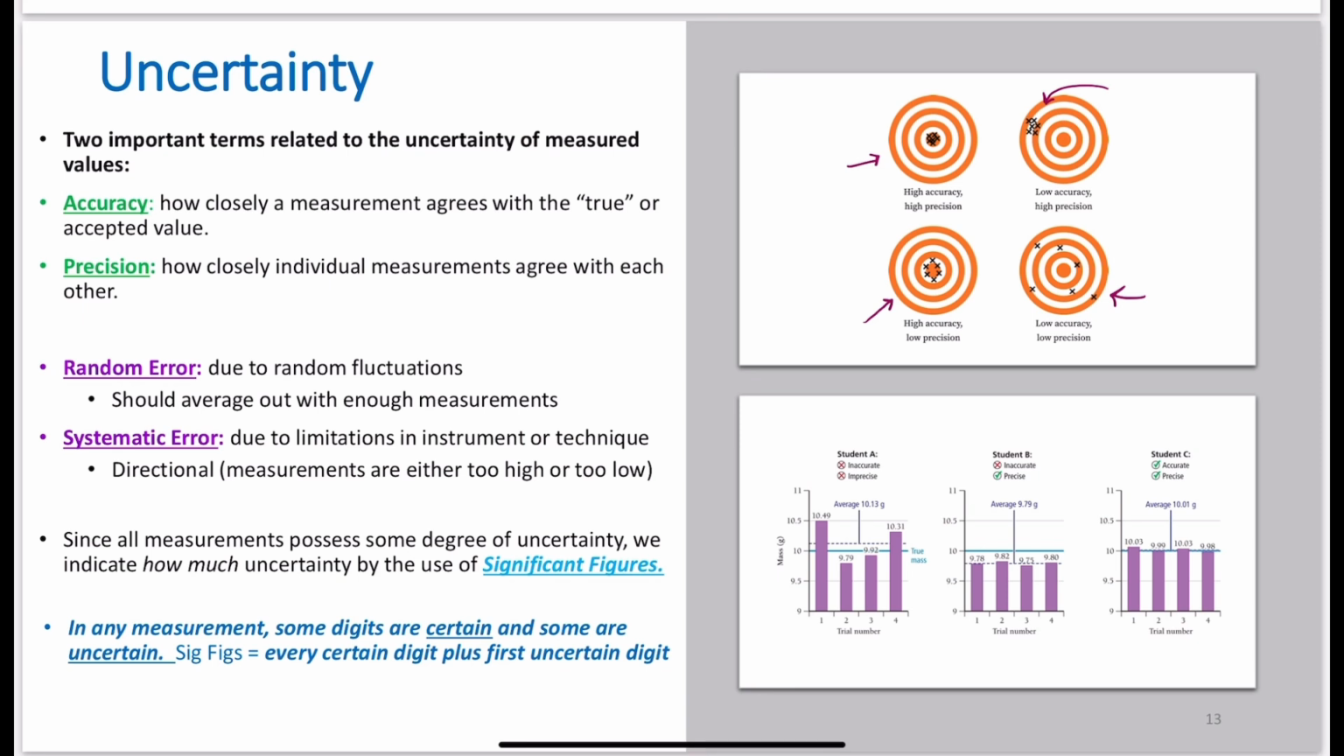A systematic error is due to limitations in instrument or technique. It's a directional error. Measurements are either too high or too low. So sometimes when we calculate percent error, most of the time, we just take the absolute value.